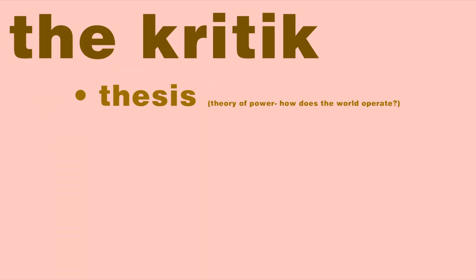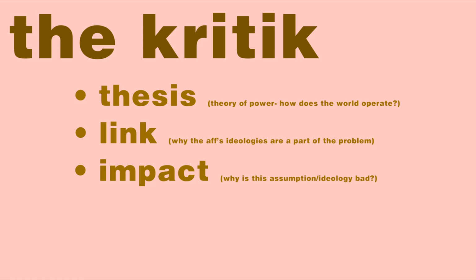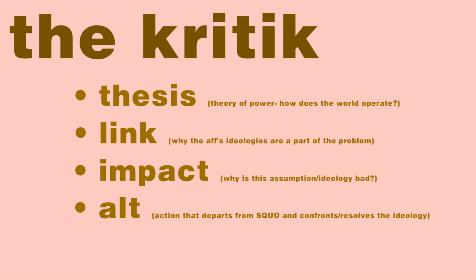There are a few core components that are key to every critique. The thesis of the K is its theory of power for how the world operates. Then, there must be a link to the AF that explains how and why the AF remains rooted in a problematic ideology. Next, have an impact as to why that assumption or ideology is bad. Make sure to include an alternative action that departs from the status quo.